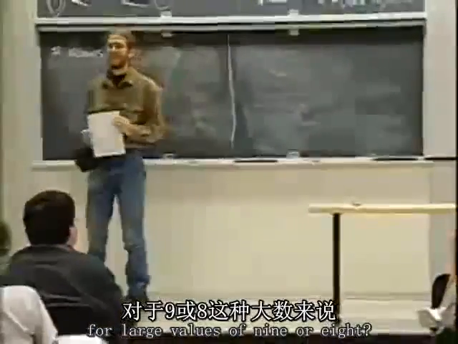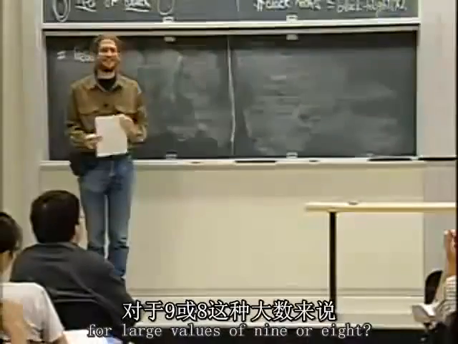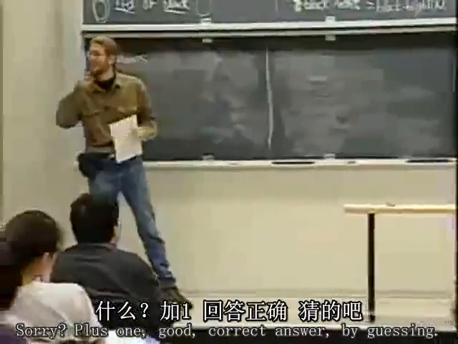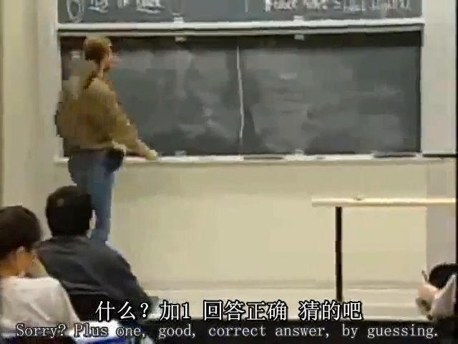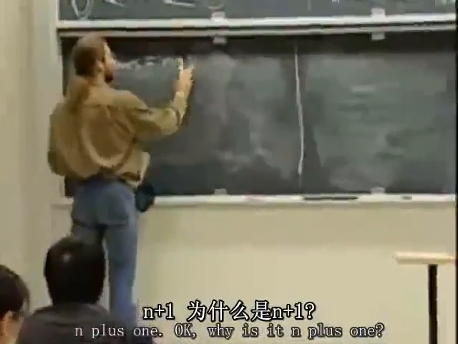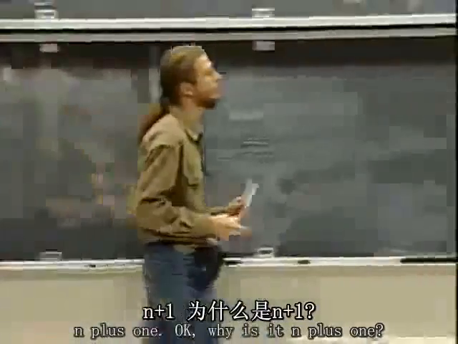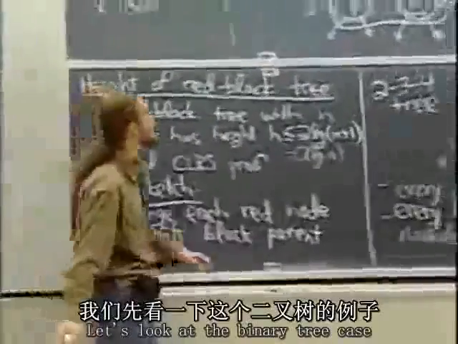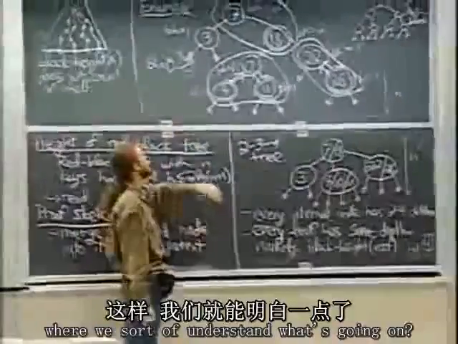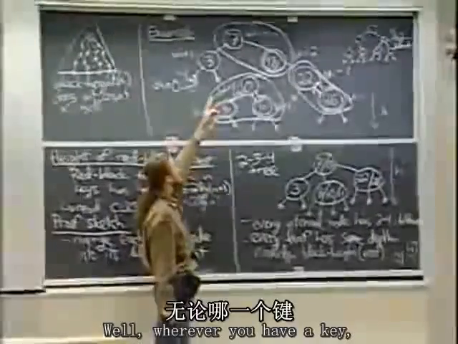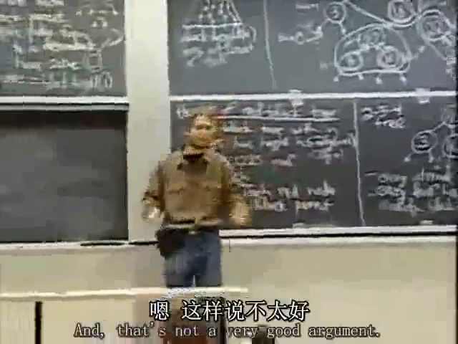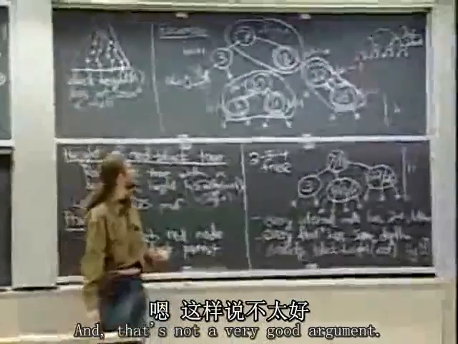For large values of n... Sorry? N plus 1, good. Correct answer by guessing. Okay, why is it N plus 1? Because let's look at the binary tree case where we sort of understand what's going on. Well, wherever you have a key, there are 2 branches. And that's not a very good argument.